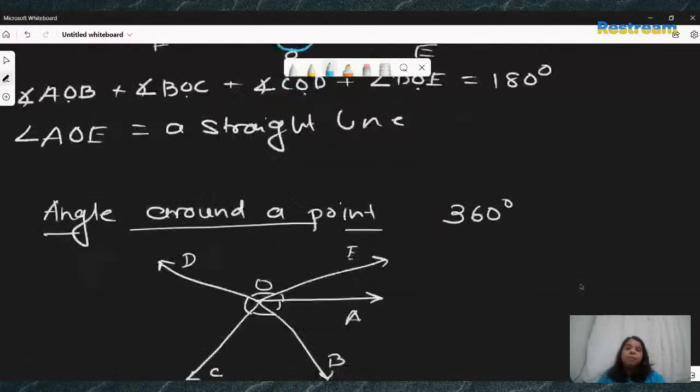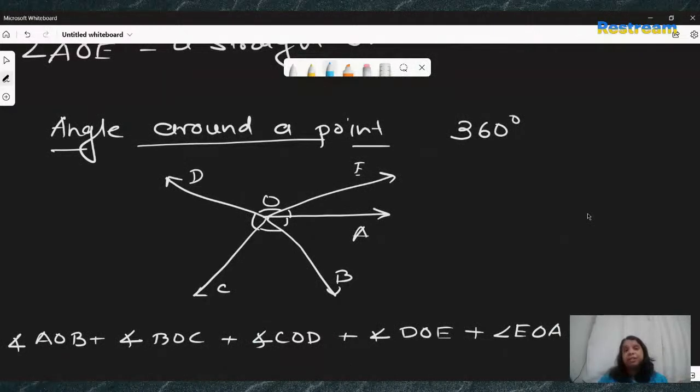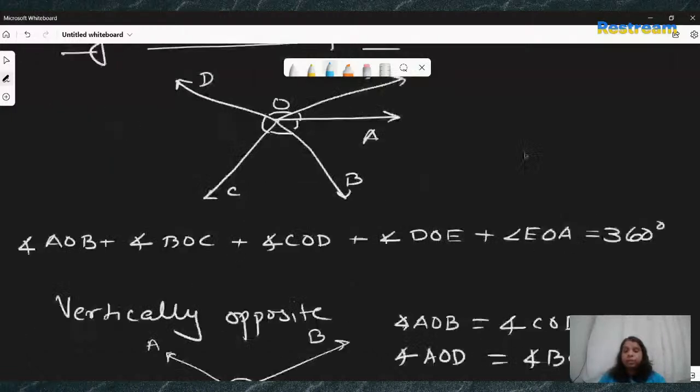Then we have our angles around a point, which is 360 degrees. All the angles around one single point. So lines originating from one single point in different directions, together they will make angles of 360 degrees. So all these angles will always add up to 360 degrees. These are called angles around a point.